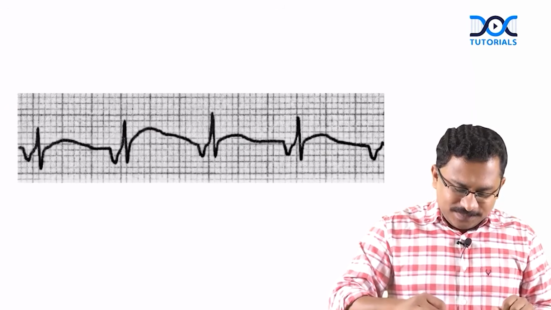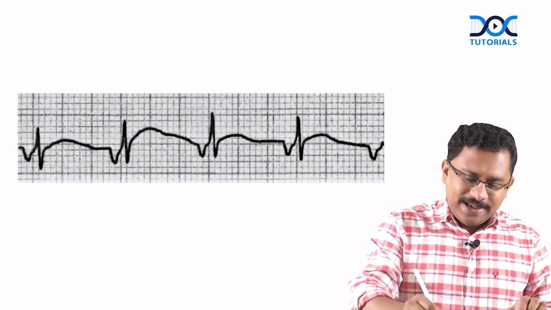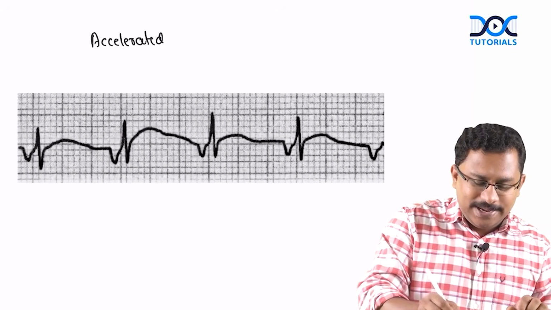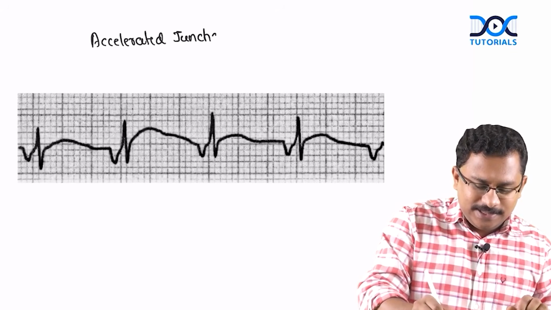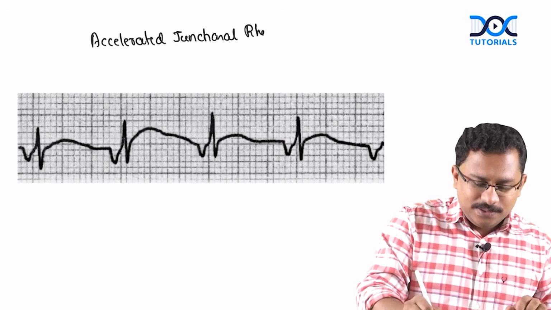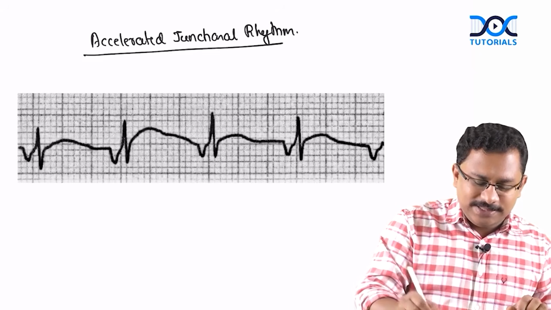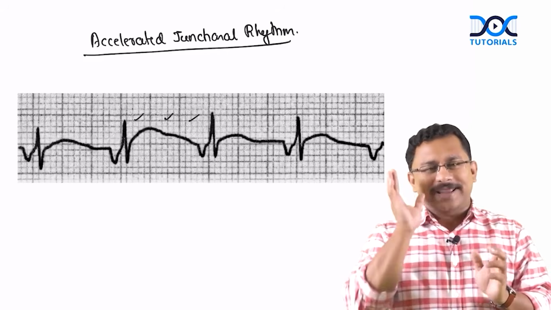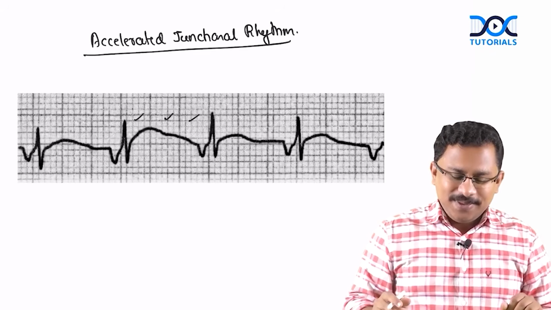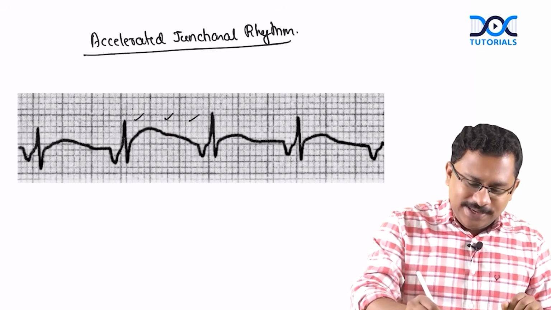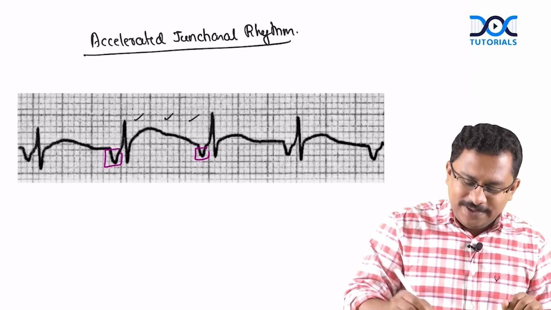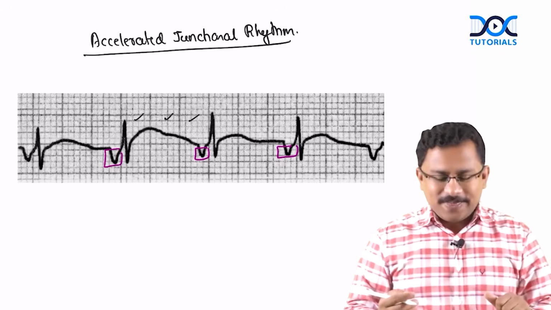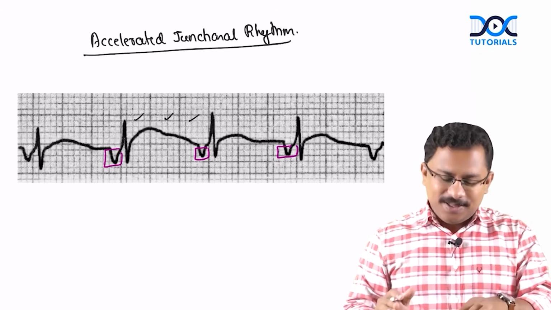So this one is an accelerated junctional rhythm, where the rate should be between 60 to 100. You can see it's 1, 2, 3, almost in the range of just under 100. And you can also see the inverted P waves, very definitely, again an indication of the retrograde conduction. So this is accelerated junctional rhythm.